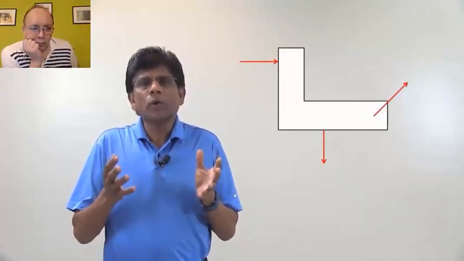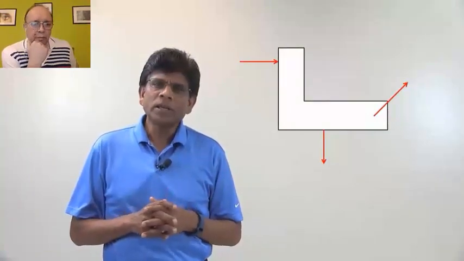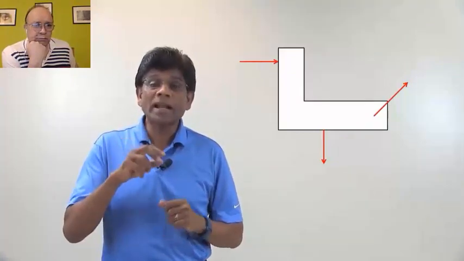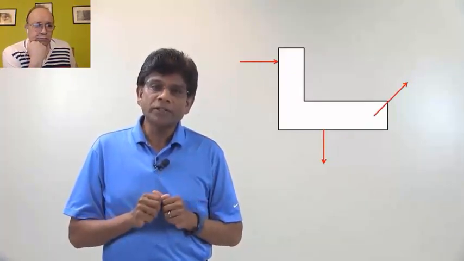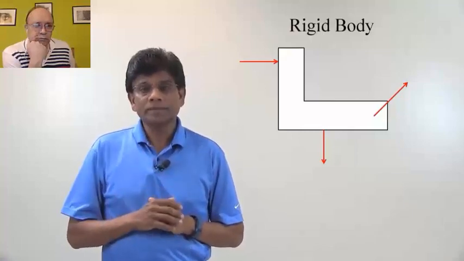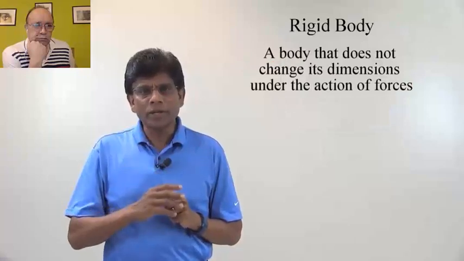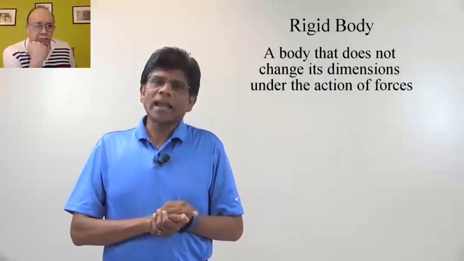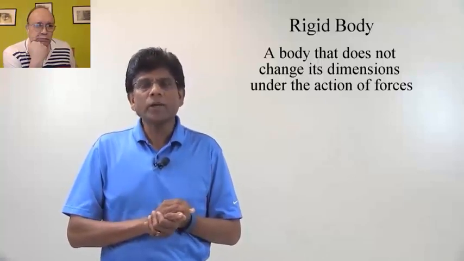However, this approach won't work when we deal with the analysis of bodies for which we cannot ignore their dimensions. In other words, we can't use the particle assumption all the time. If we want to analyze a body in detail, we have to consider its shape and size. We are going to assume such bodies as rigid bodies. A body that does not change its dimension under the action of forces is a rigid body. Since rigid body has actual dimension, we cannot ignore the rotation. Rotation relates to moment. So let's talk about moment.